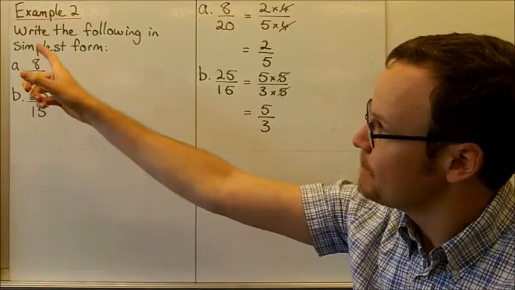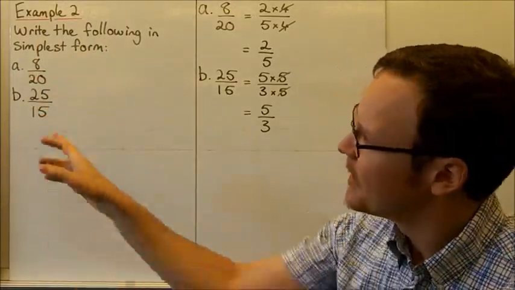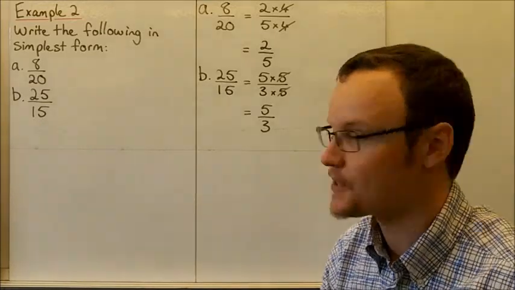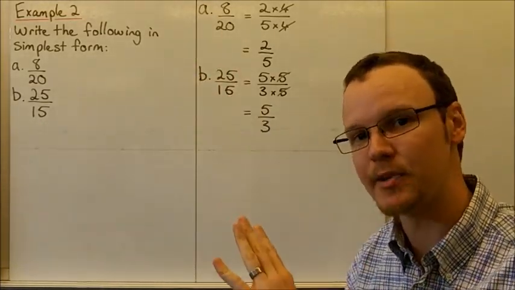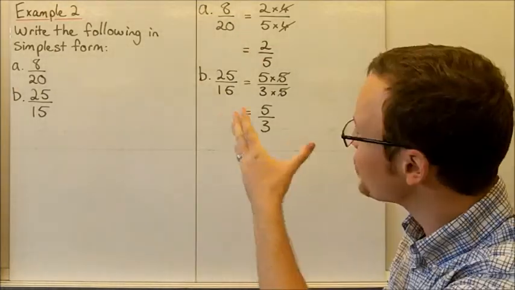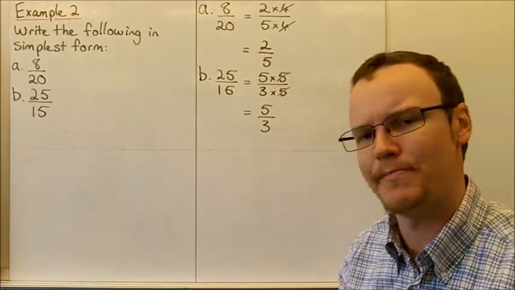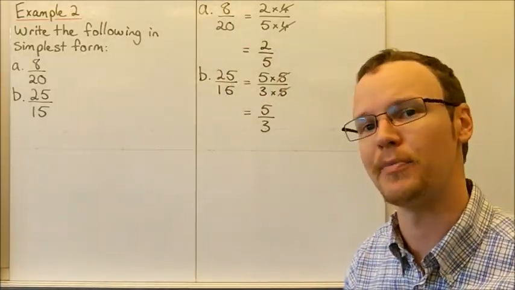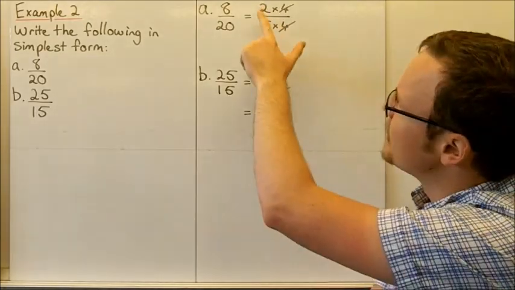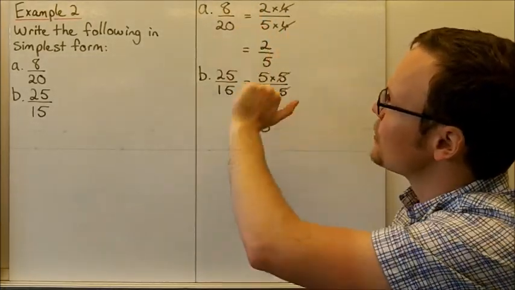Last example for today, write the following in simplest form. So 8/20ths and 25/15ths. For 8/20ths, the highest common factor between 8 and 20 is 4. We can divide both the top and bottom by 4. We can't go any higher than that though. We can also divide them both by 2, but the highest common factor, the biggest number we can divide them both by, is 4.